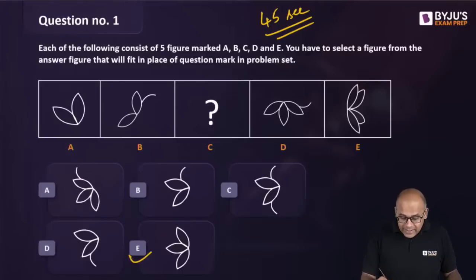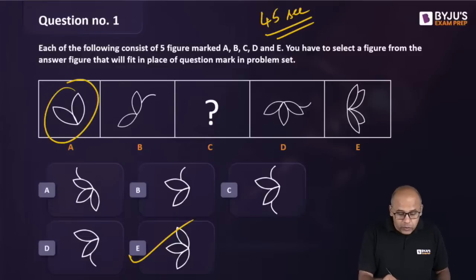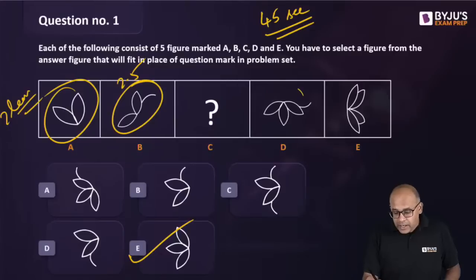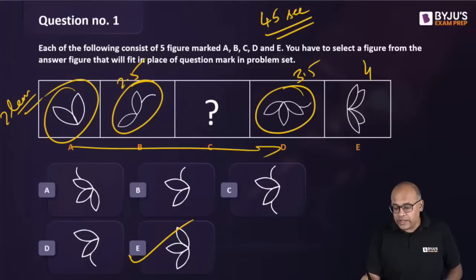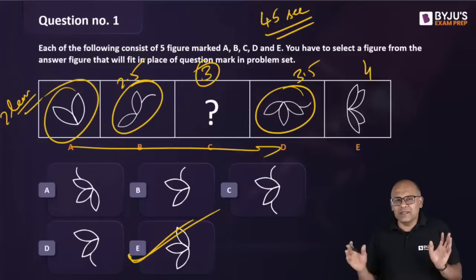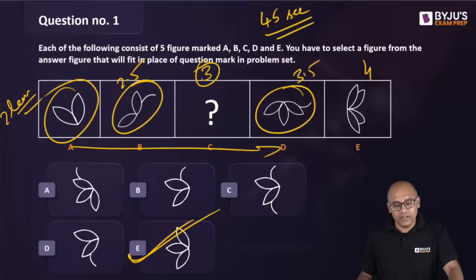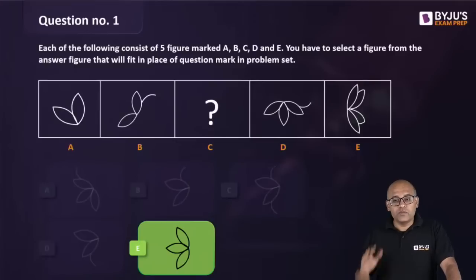Alright, so the correct answer is option E. So basically you have 2 leaves. This is 2.5 leaves. Now this is 3.5 leaves. So it's an increasing, and this is 4 leaves. So basically you have to have something with 3 leaves in it, and that's your answer. Simple, nothing great, right? First question, easy. Let's move on to the second question.